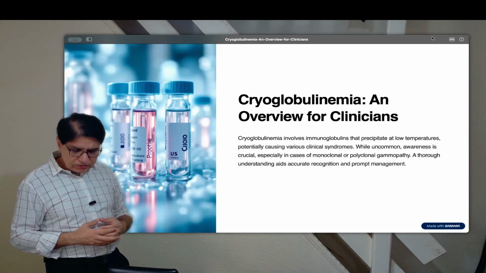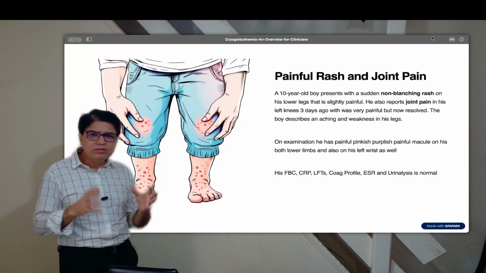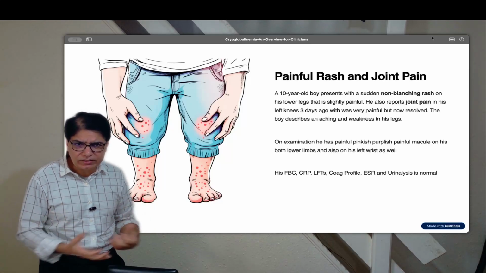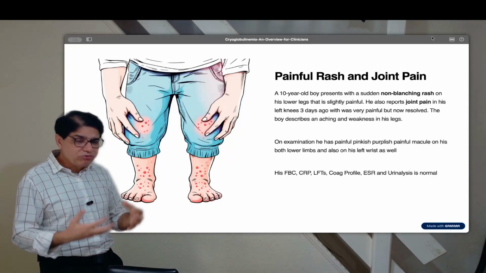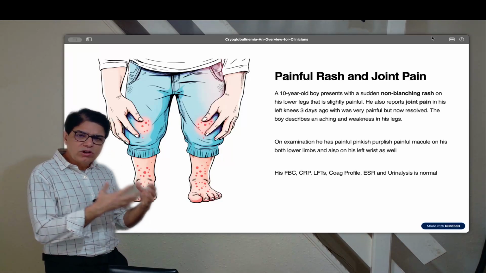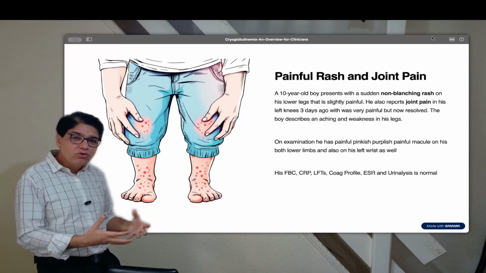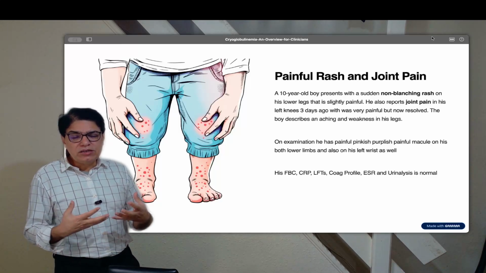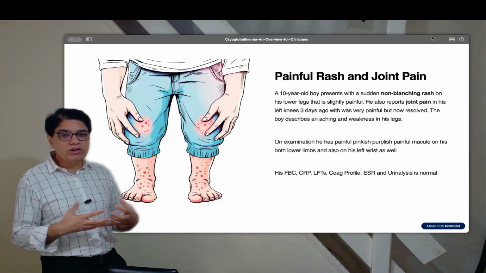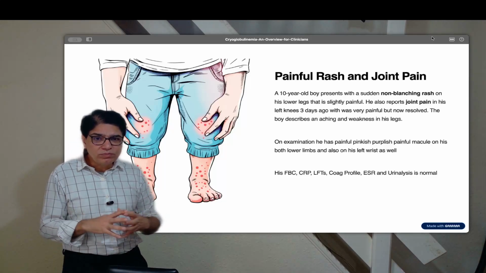Let's start with a clinical case. Let's say a 10-year-old boy presented with a sudden onset of non-blanching rash on his lower legs, and that rash is slightly painful. He has also been reporting joint pain in the last couple of days. 3 days ago, he had an acute onset of non-traumatic left-sided knee pain. The knee joint became swollen. It was very painful, to the extent that he couldn't even move. He was crying, but for some reason that has resolved on its own.